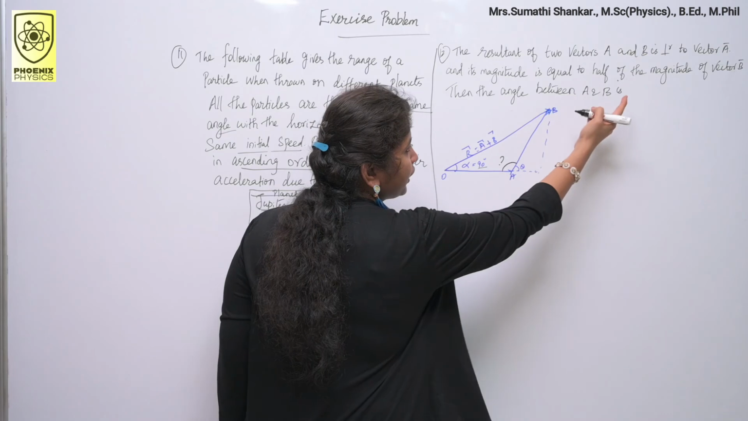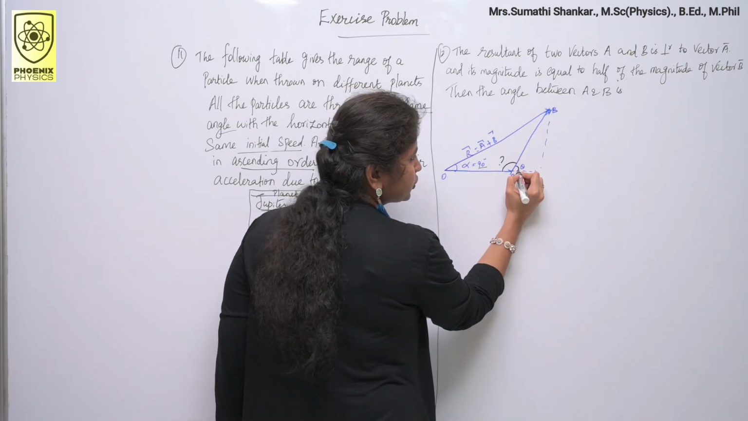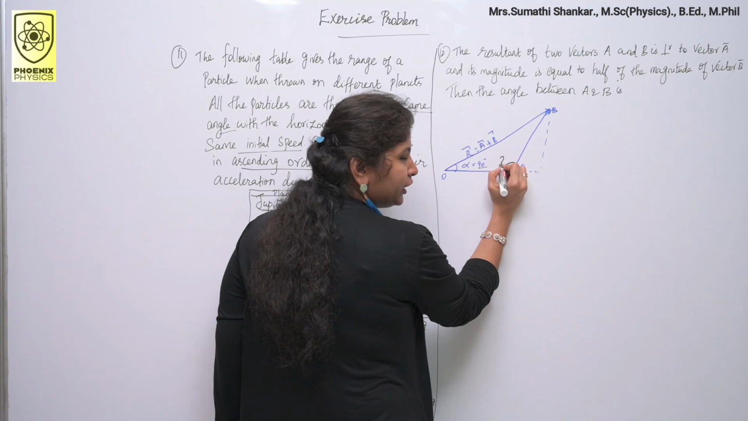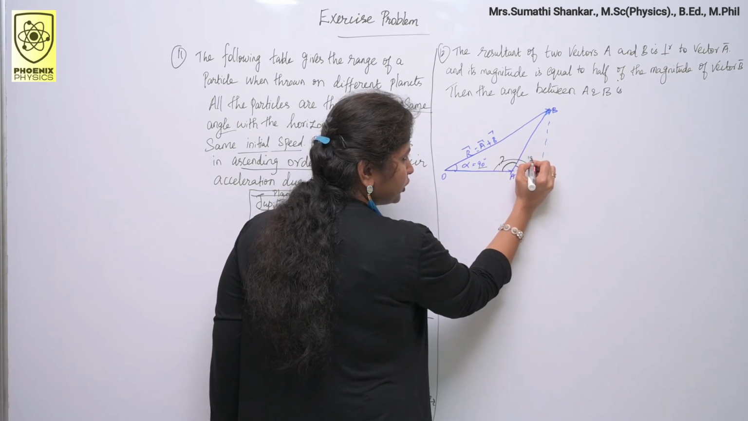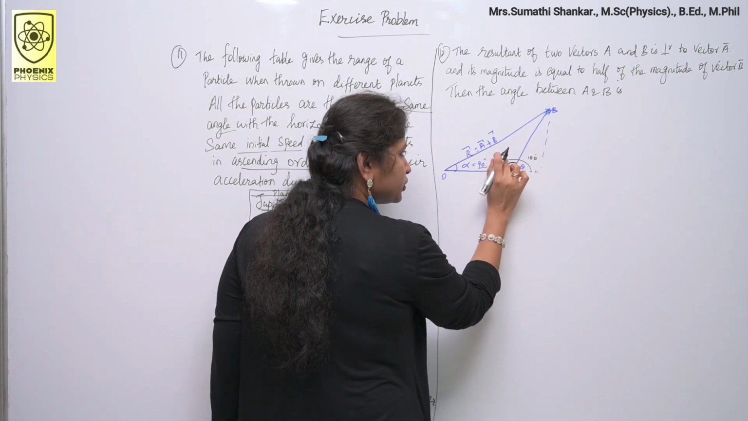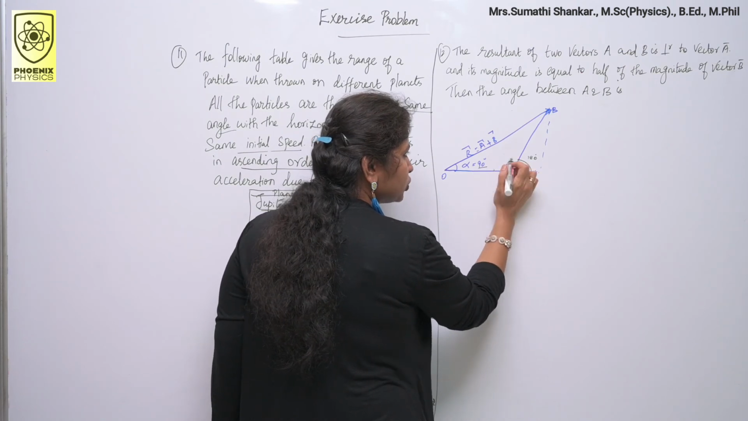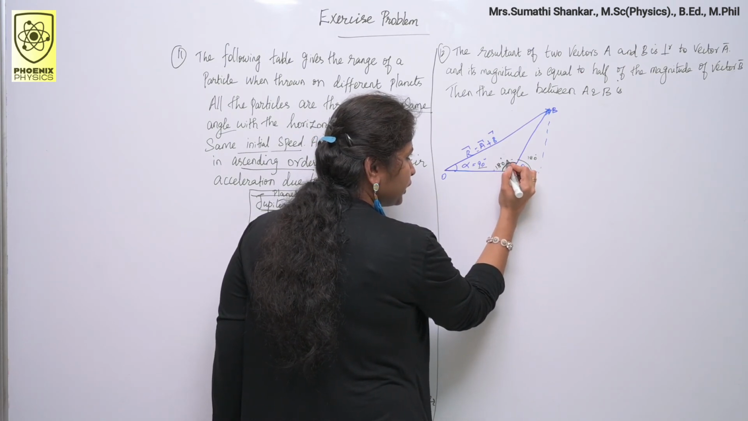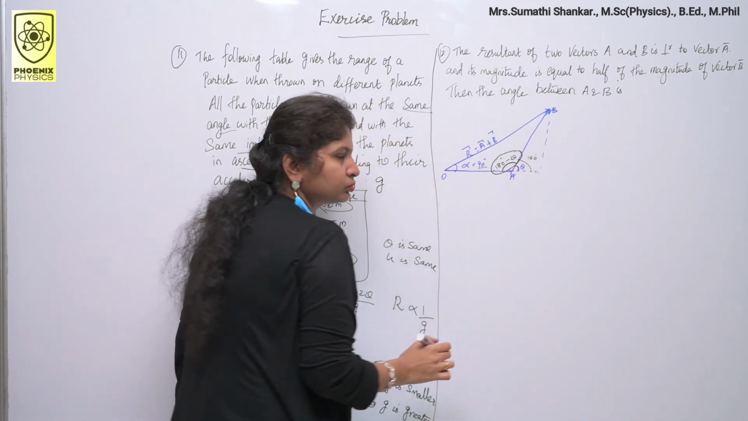Here we have to find out the angle between A and B. This angle is theta, but I need this angle. The total is 180 degrees, and I want this angle alone. So how do you find this angle? That is 180 degrees minus theta.